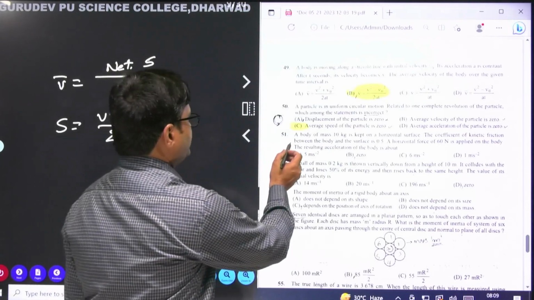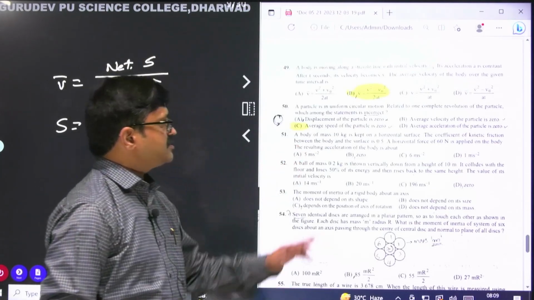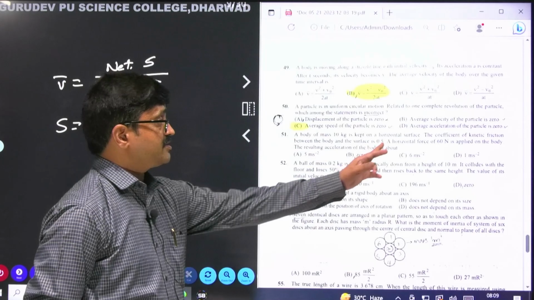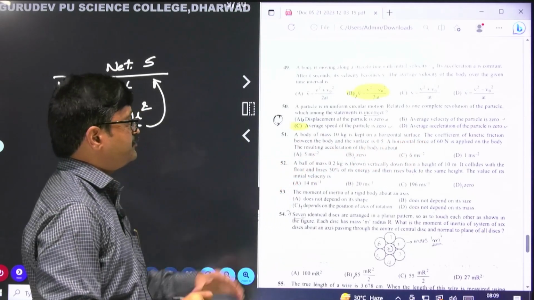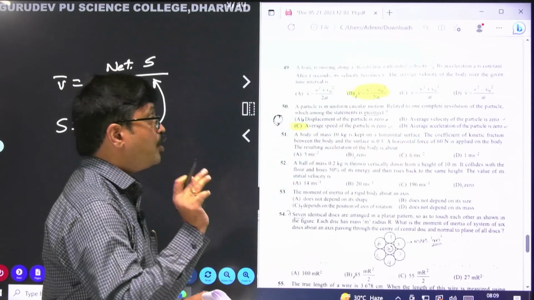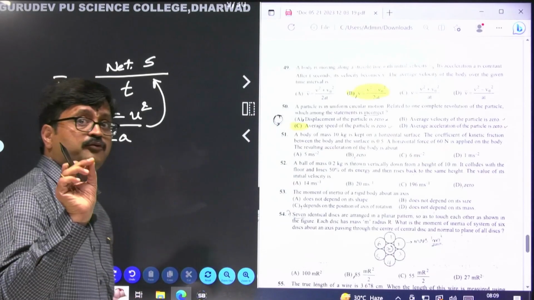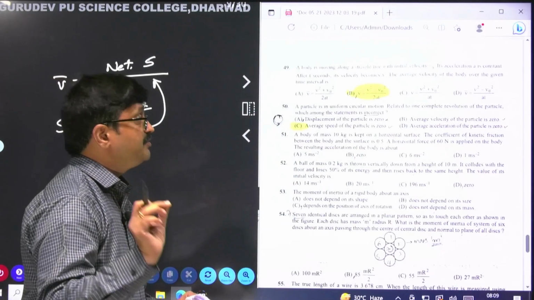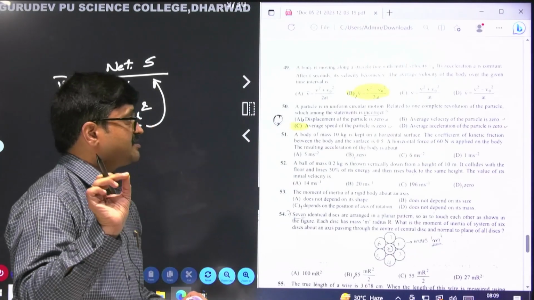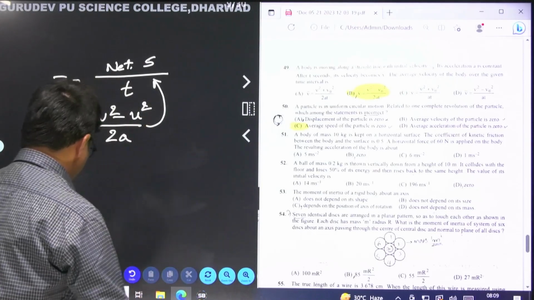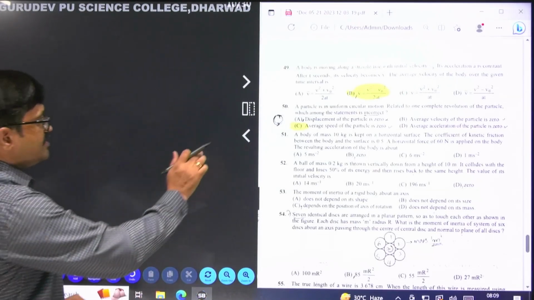Now, 51st question. A body of mass 10 kg is kept on a horizontal surface. The coefficient of kinetic friction between the body and the surface is 0.5. A horizontal force of 60 Newton is applied on the body. What is the resultant acceleration of the body? They are asking for the resultant acceleration.